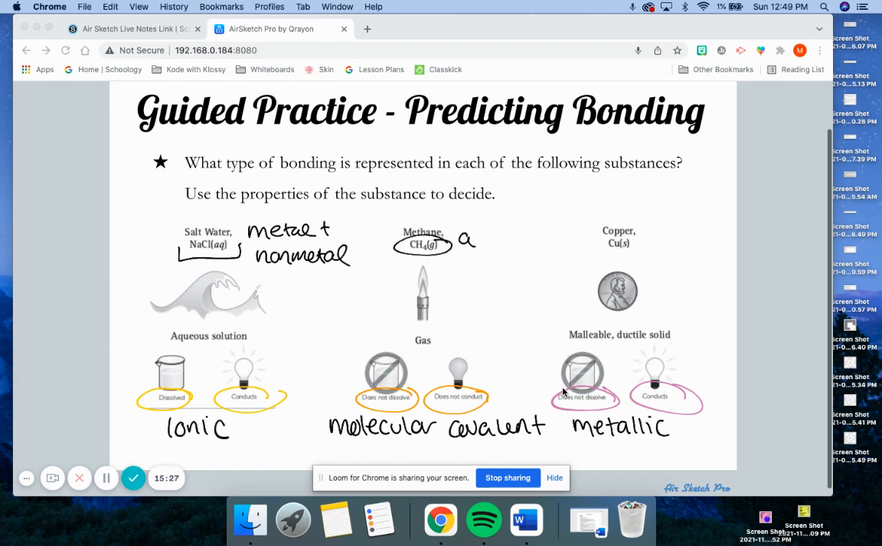In methane, I have all non-metal. And I have a gas, not a super hard solid, so this checks out again that this is covalent because of the nonmetals and molecular covalent because it's a gaseous state of matter. And finally, all I have in copper is the element copper, which is a metal, and so that must be metallic bonding.